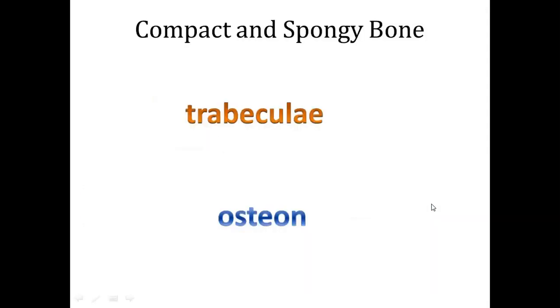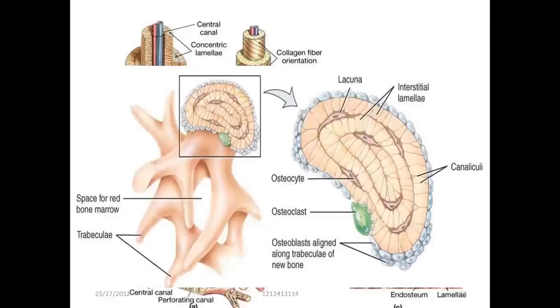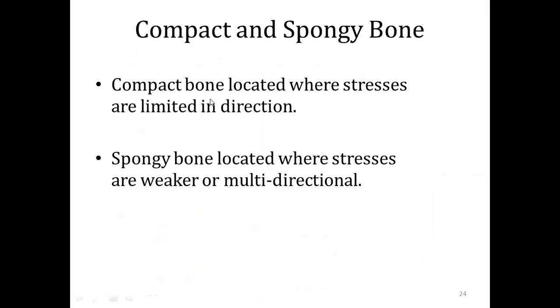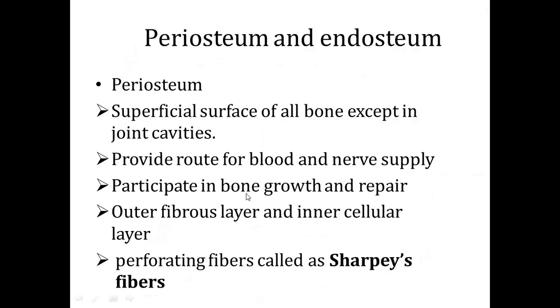The compact and the spongy bone, trabeculae and osteon, can be seen. In the section, we can see the osteocytes, osteoclasts on the periphery, and interstitial lamellae, lacunae. This is a section of the bone. Compact bone is located where stresses are limited in direction. Spongy bone is located where stresses are weaker or multidirectional.